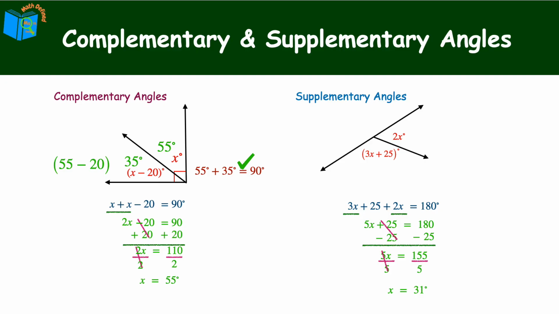The top angle is 2 times 31, or 62 degrees. The bottom angle is 3 times 31 plus 25, or 118 degrees. We'll double check our work using addition. 62 plus 118 is 180 degrees.